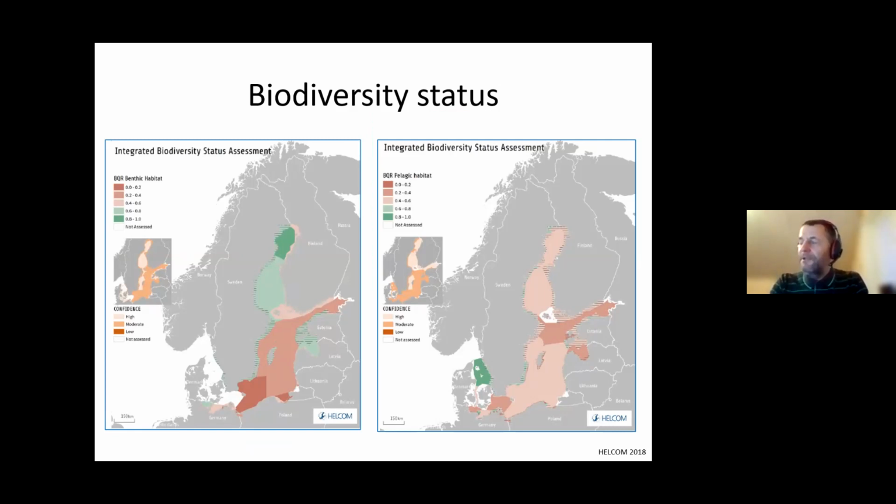Directly, the eutrophication is affecting the biodiversity status of the Baltic Sea. On the left-hand side, we can see the status of the benthic habitat. Benthic is everything at the bottom, and the right-hand side is pelagic habitat. Pelagic is everything in the water column. So some northerly areas have a bit better condition in terms of biodiversity than southerly areas. But generically, the overall picture is that the biodiversity status of the Baltic Sea is not good. And this is mostly due to the eutrophication signals.